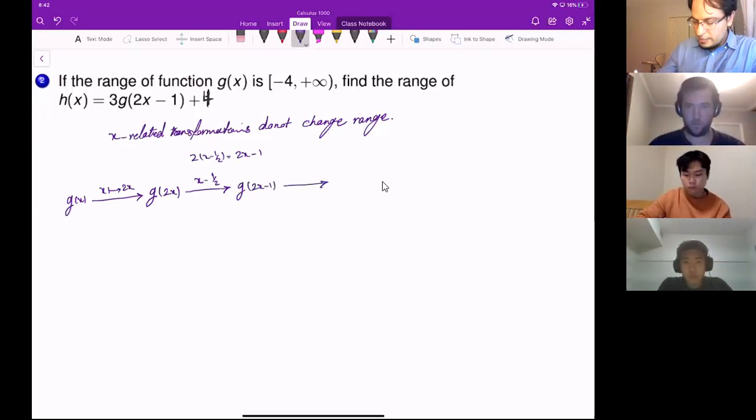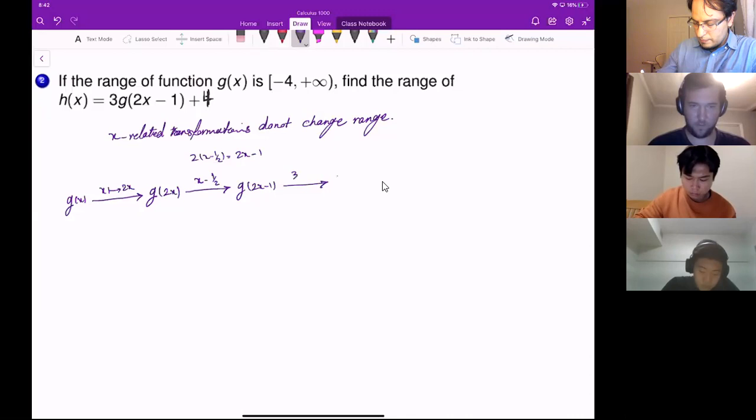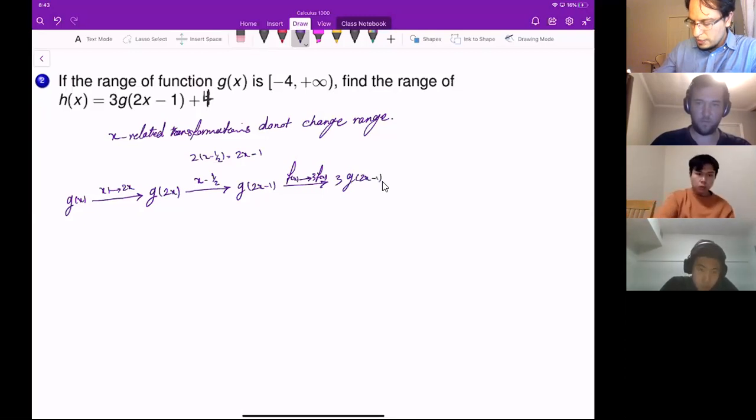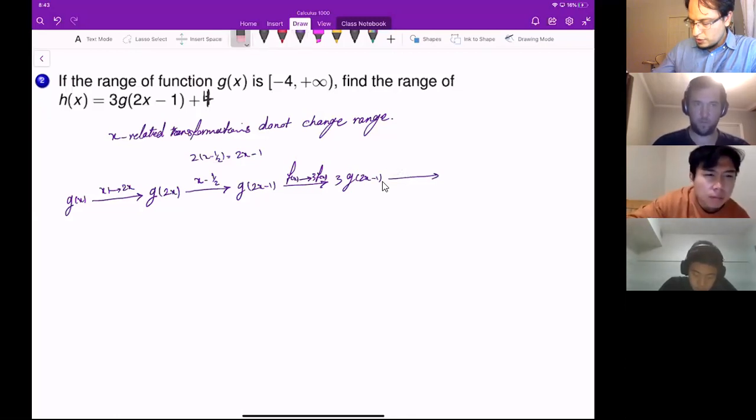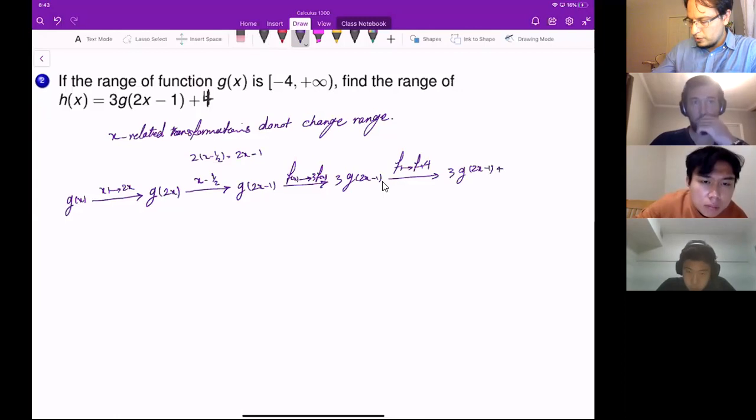Then the next step is to multiply the whole function by 3. This is 3g(2x minus 1). And then add 4, so f goes to f plus 4. So this will be 3g(2x minus 1) plus 4. Okay, so this is how we get to the function h(x).